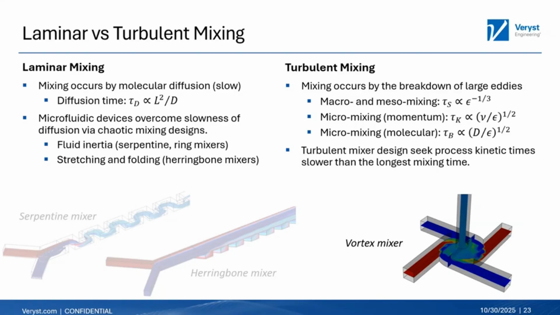Now, in a given turbulent system, our goal is basically to make sure that the process kinetic times are slower than the longest mixing time, or in other words, that the mixing is faster than the chemical kinetics. But we need to understand the distribution of those mixing timescales, as any one of them can be rate limiting in the overall process.